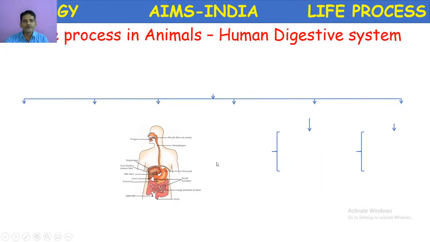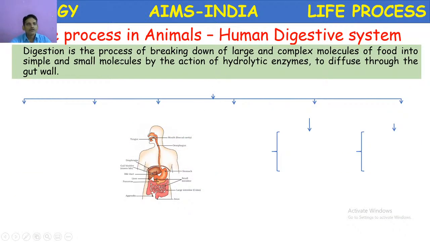So let us see the nutrition in human beings. The digestive system. What is digestion? The general definition of digestion is the process of breaking down large and complex molecules of food into simple and small molecules by the action of hydrolytic enzymes to diffuse through the gut wall. In this particular slide, we are going to discuss the different parts of the human digestive system. The human digestive system is divided into alimentary canal and digestive glands.